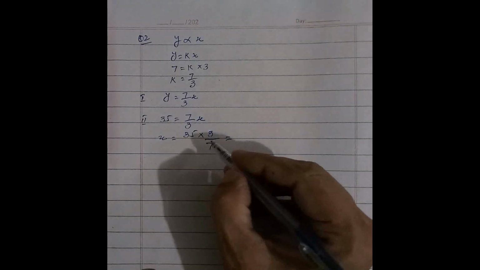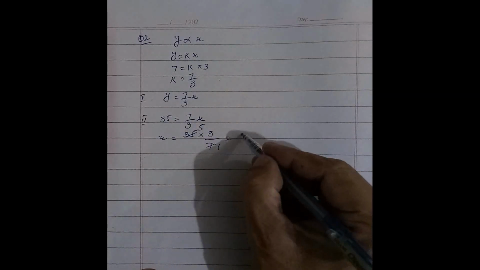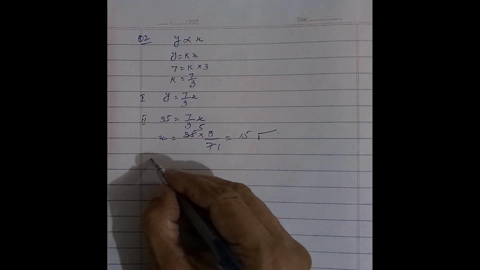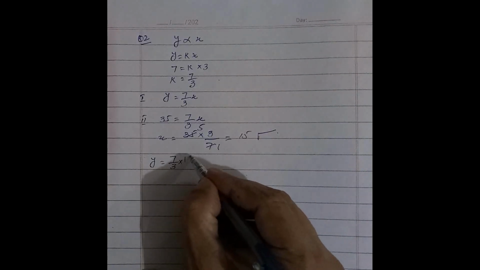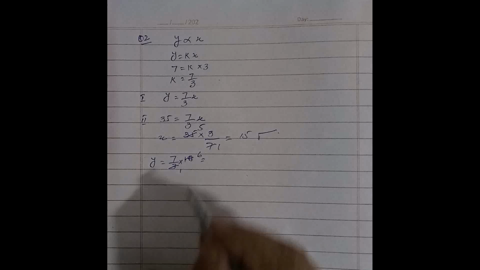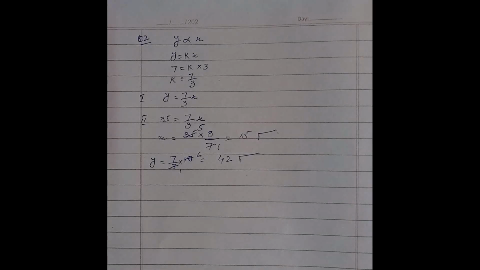Now simplify these values. 7 ones are 7, 7 fives are 35, 5 threes are 15. It is the value of x. And then we find the value of y when x is equal to 18. It is the second part. Find y when x is equal to 18. 7 over 3 multiplied by 18. Simplify. 3 ones are 3, 3 sixes are 18, 7 sixes are 42. And it is the value of y.